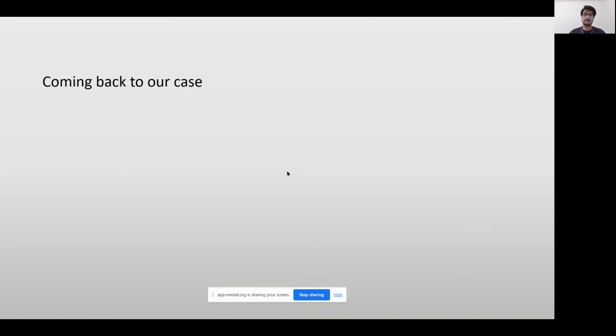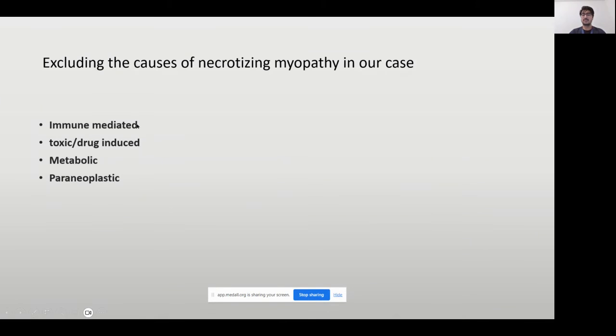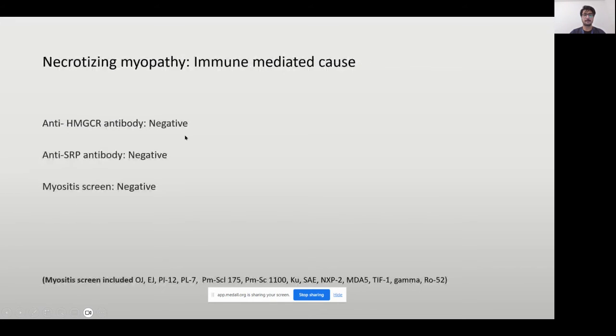Now, coming back to our case, we had to rule out these four causes following the biopsy result: whether it's immune-mediated, whether it's toxic or drug-induced, whether it's metabolic, as we discussed before in our presentation, or whether it's paraneoplastic. So we sent these antibodies. We sent the HMG-CR antibody, it came back negative. We sent the SRP antibody, it came back negative. And we sent a myositis screen, as you can see here. We sent the whole myositis screen panel, including anti-Ro as well, and that came back negative in this patient.